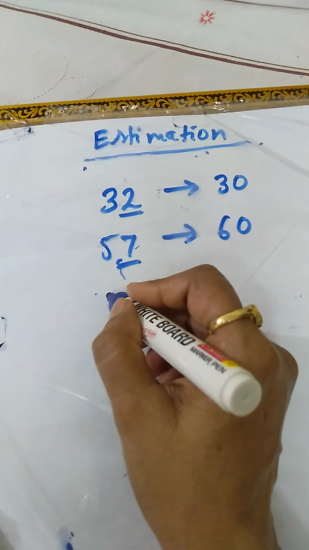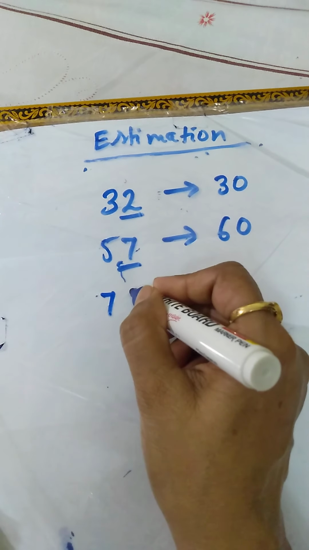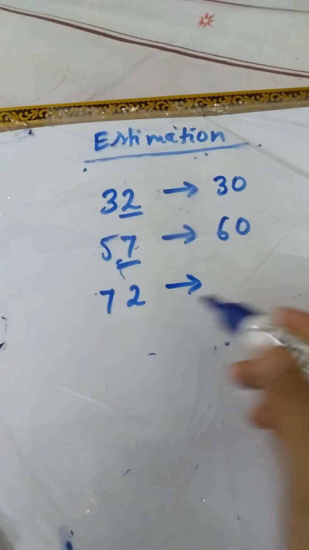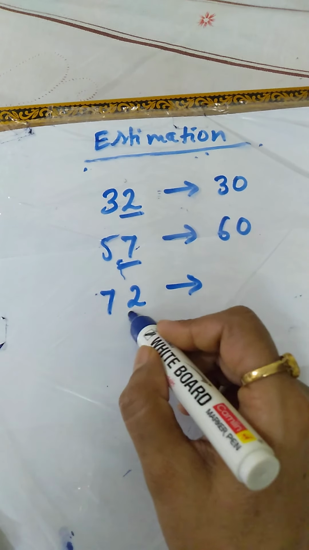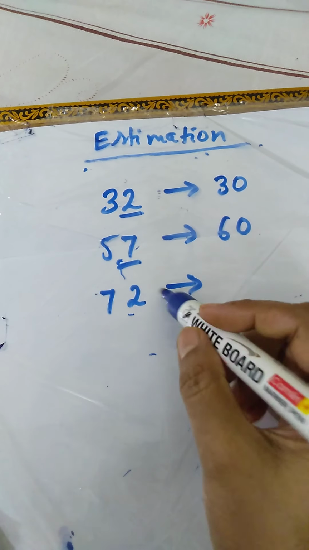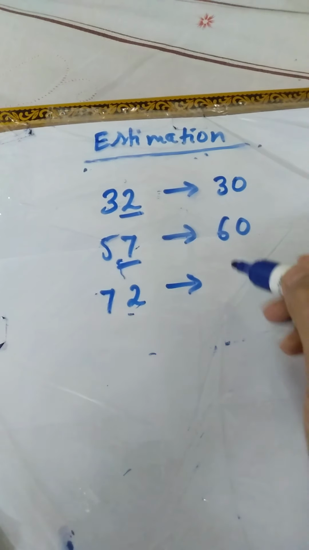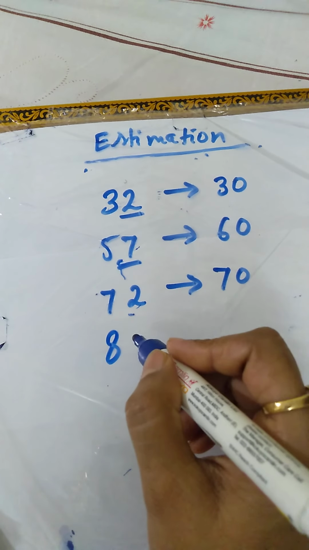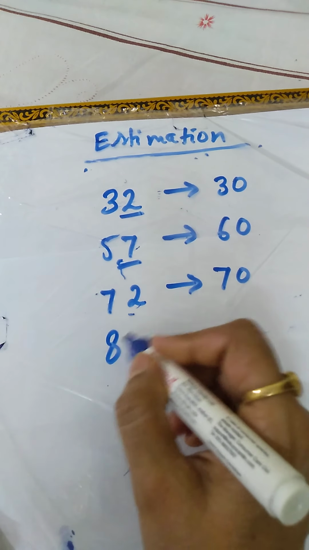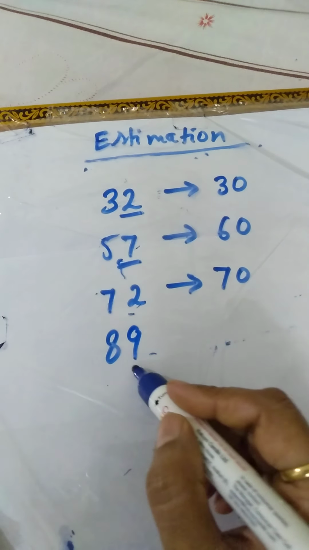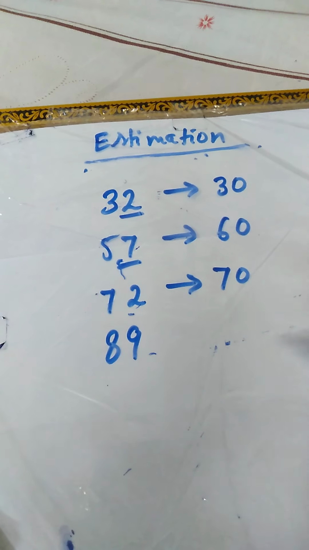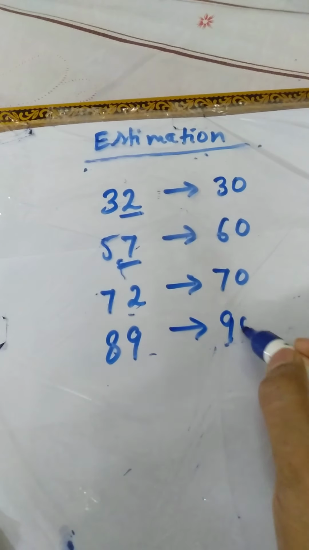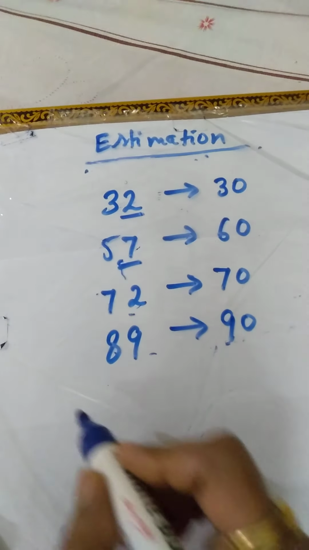Okay, suppose the number is 72, then we round off this. Again observe the ones place digit 2, which is nearer to 0, so we make it 0 as it is, so 70. If 81 or suppose 89, okay, that means 9 is more nearer to the next tens, so we add 1 with 8 and it becomes 90.